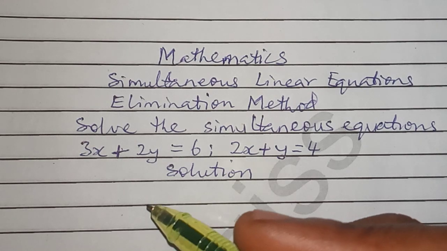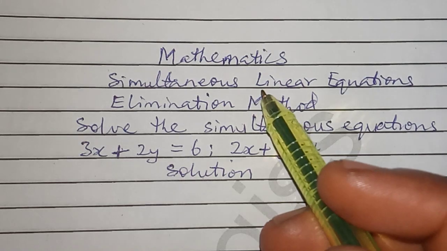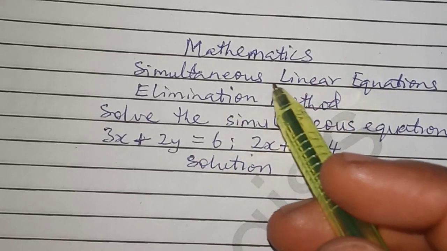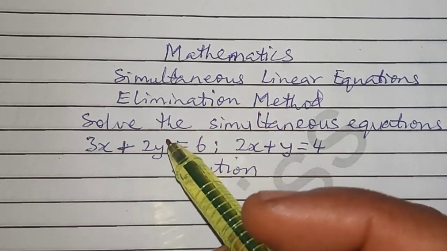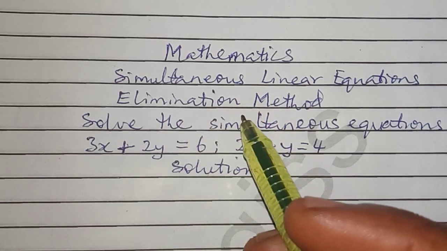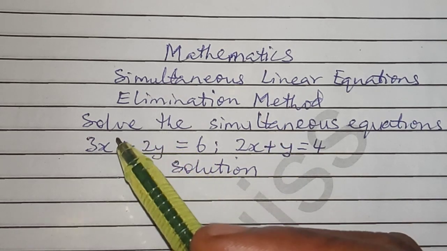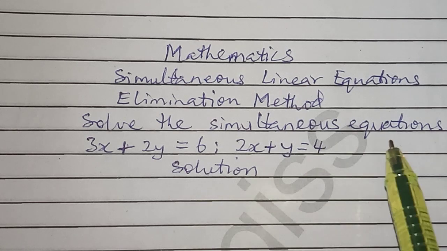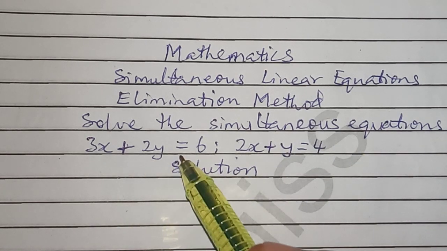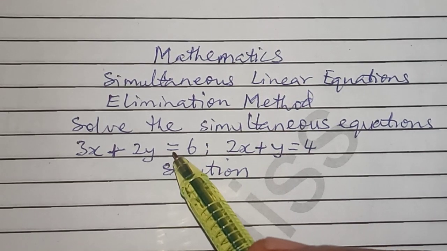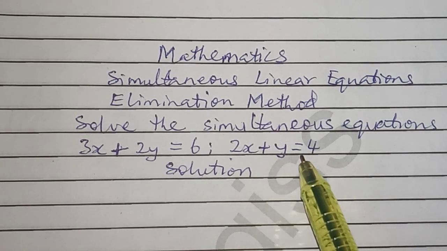Today we are going to look at this question under simultaneous linear equation. And we are going to use the elimination method to solve this question. So the question says, solve the simultaneous equations 3x plus 2y equal to 6, and 2x plus y equal to 4.